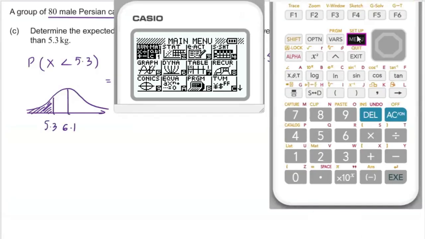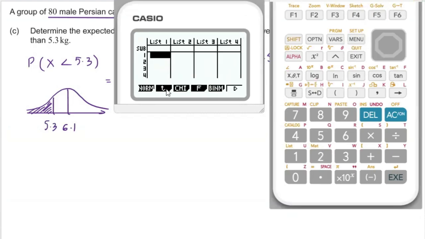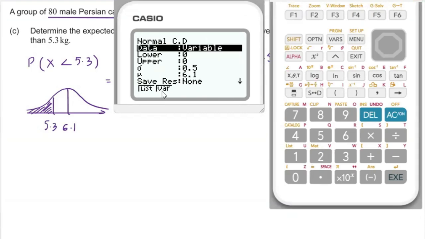Okay. So now we use our graphing calculator to get the score. Go to distribution, stats, normal, CD. The lower, we need just a huge number, a very tiny number, 1 times 10 raised to the power of minus 50. I can put this.